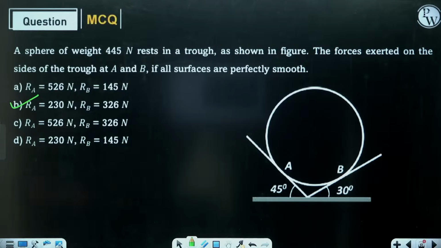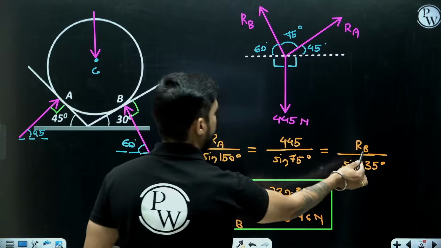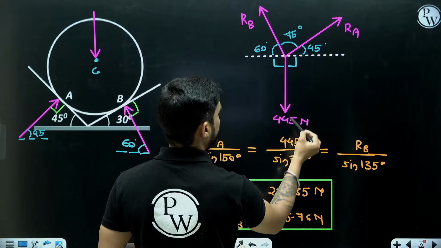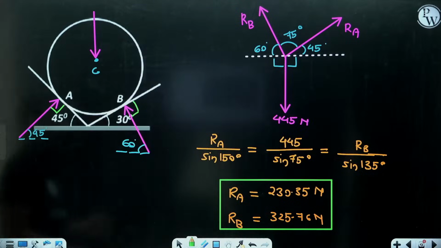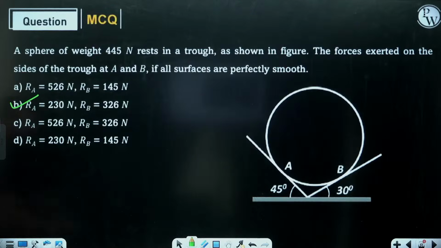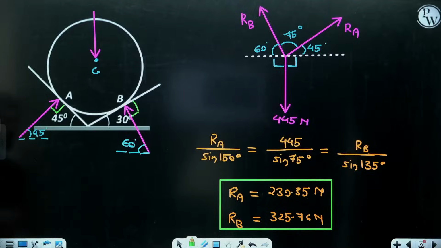Okay, sorry. I made a mistake here in the angle. It will be RB divided by sine of the angle between 445 and RA. 90 plus 45 means 135. The answer will be B. RA equals 230 and RB equals 326 Newton almost.